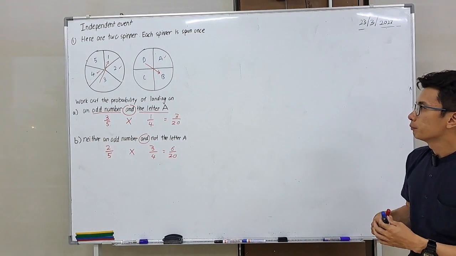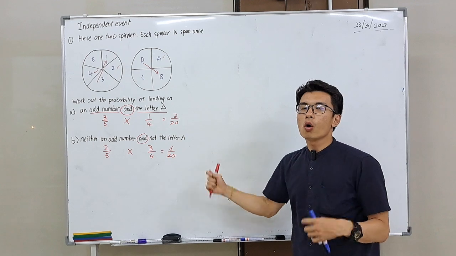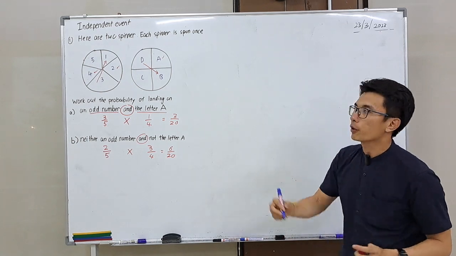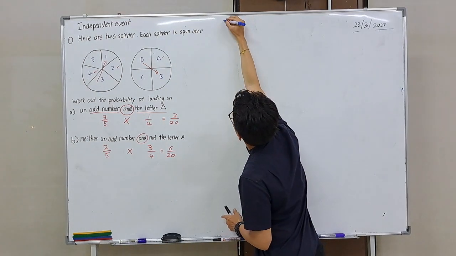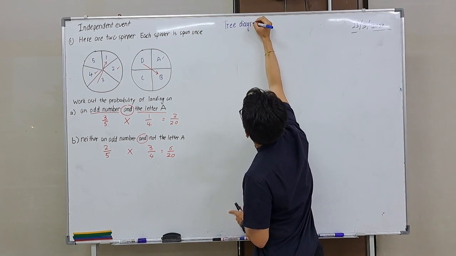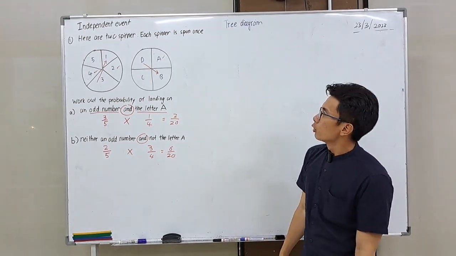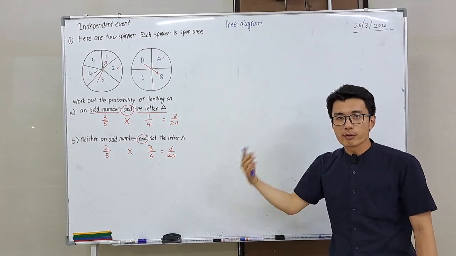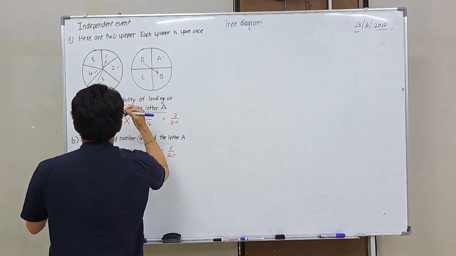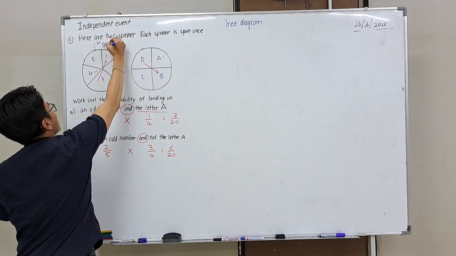Now, on top of that, for independent events, we can also describe all the possible outcomes by using something we call a tree diagram. We can utilize this tree diagram to see all the possible outcomes that I get here. So how do I construct my tree diagram? It's very simple. Take a look at what options you have over here. Based on the first spinner, I'm just going to label this as my first spinner.